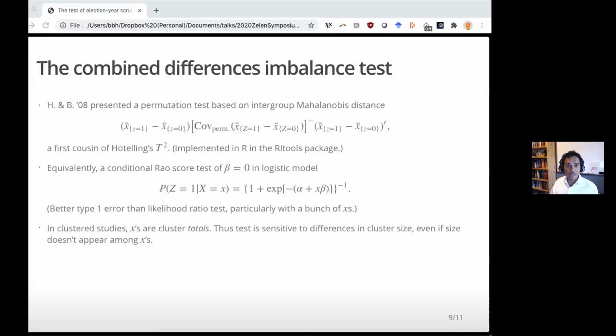One aspect of our test that was a little bit unusual was that in clustered settings, and here in this example we're looking at now, the clusters are counties, the X's that are relevant to figuring these formulas or fitting this model above are cluster totals. And that makes the test sensitive to differences in cluster size, even when you don't have cluster size appearing among the X's. Whether that is a feature or a bug is somewhat open for debate. We argued that it was a feature in part because size differences can wind up being an issue in outcome analyses.